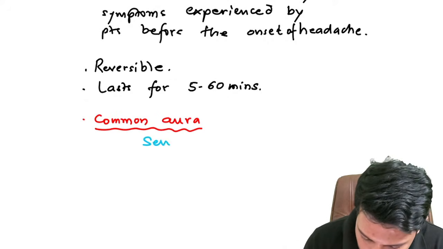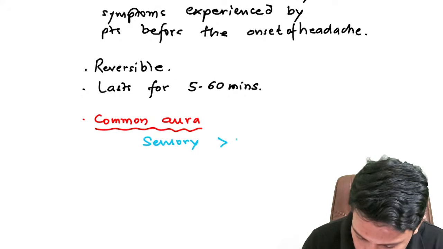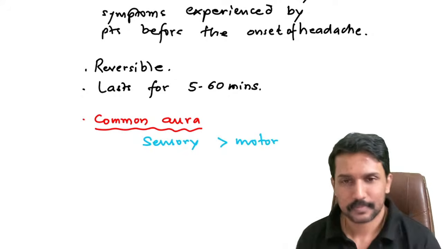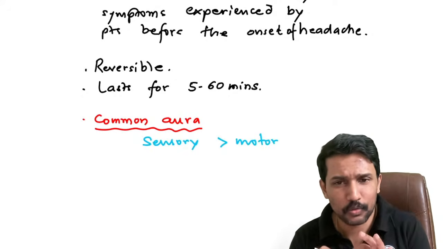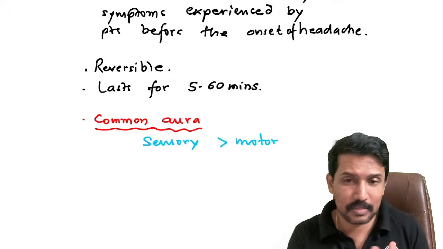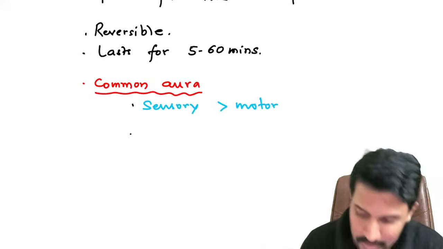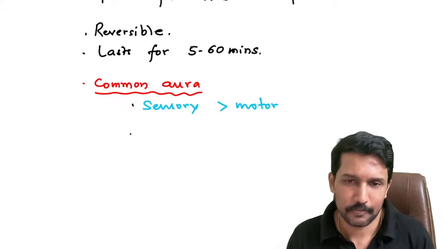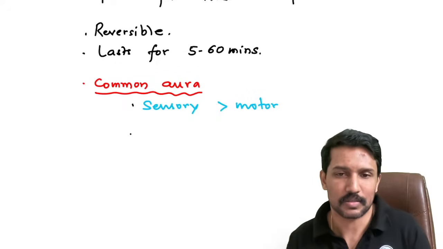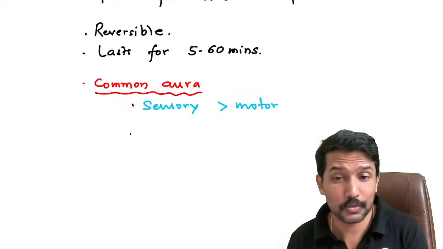So few points here. Sensory auras are more common than motor. Sensory is more common than motor. That means the symptoms that patients are going to go through are mostly related to sensory system than motor system, right? So among the sensory system, it is the vision which is most commonly affected. Visual disturbances.